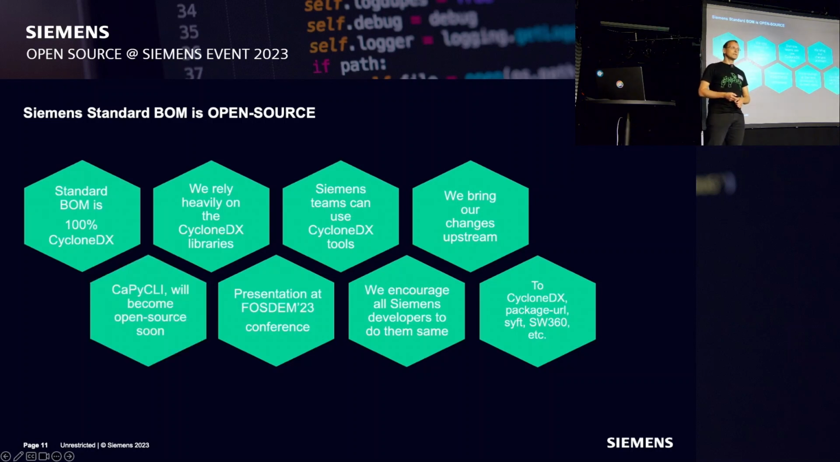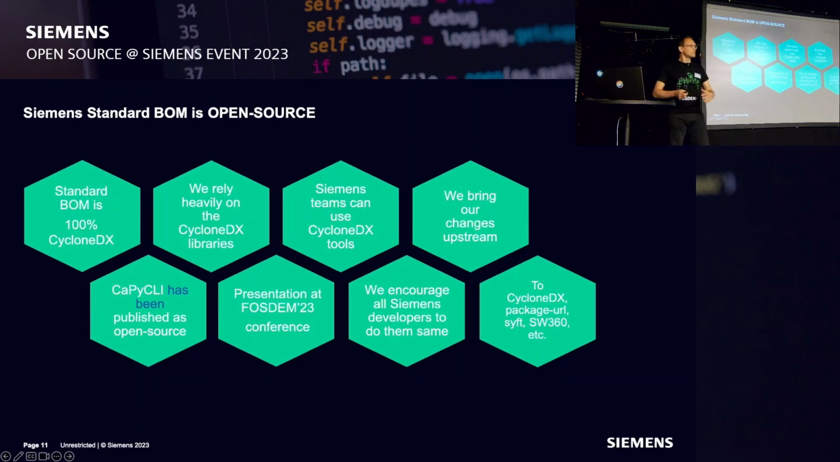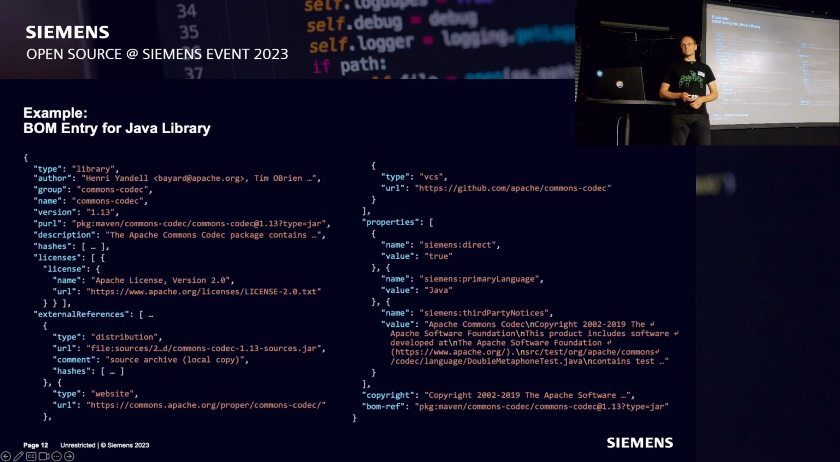And last but not least, we want to bring our own tools open source. We want to bring them to the community. And when I created the first version of the slides, we wanted to do it, but now it has been done. So at least one of our tools has been open sourced 1.5 weeks ago. So we do this. We try not to keep a secret how we do all these things Siemens internally.